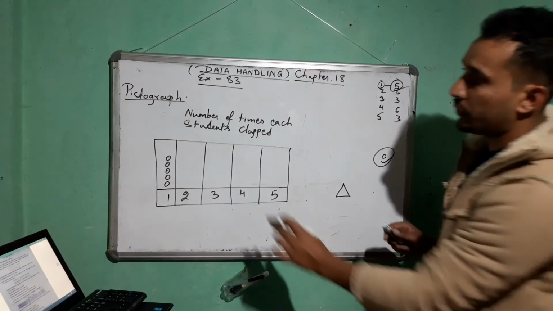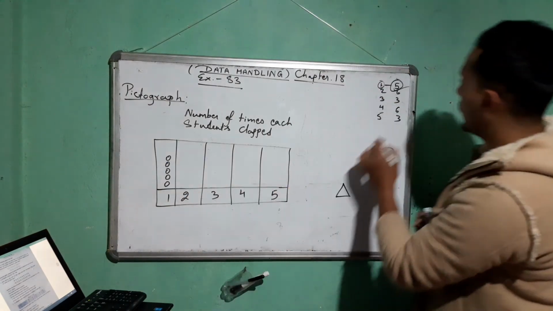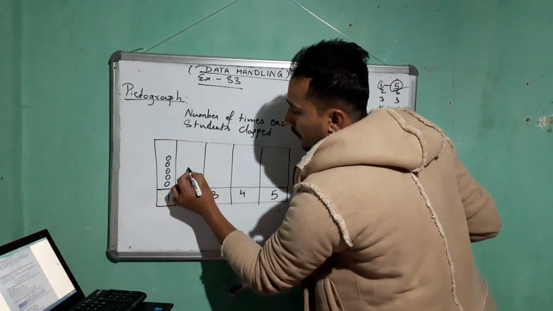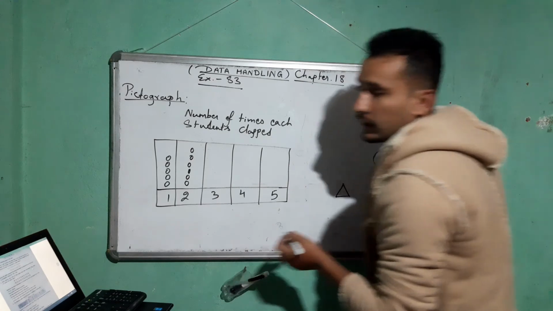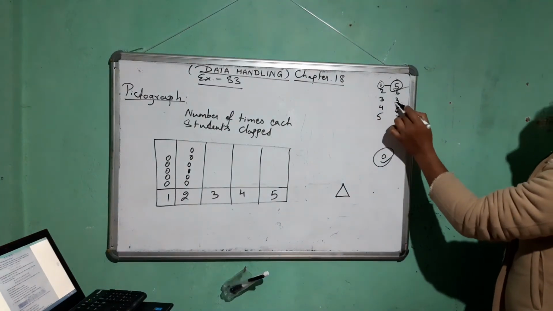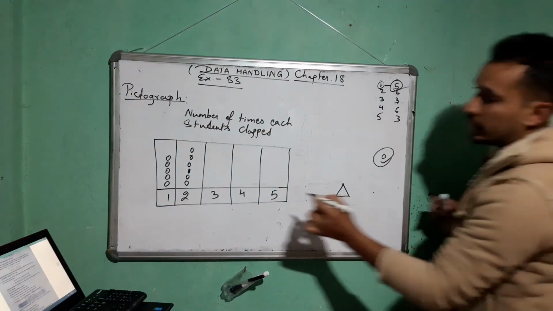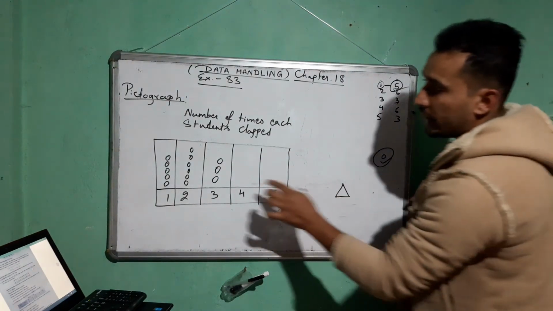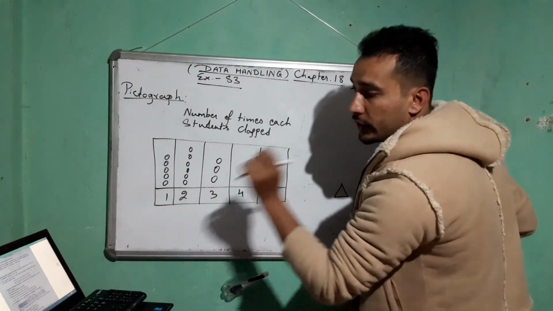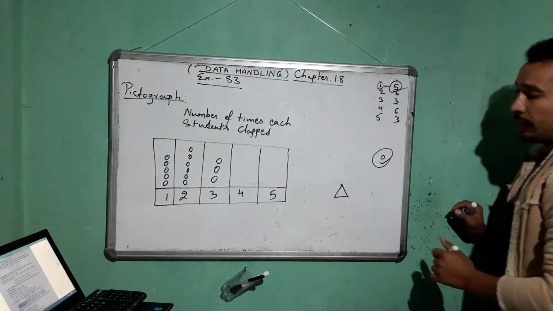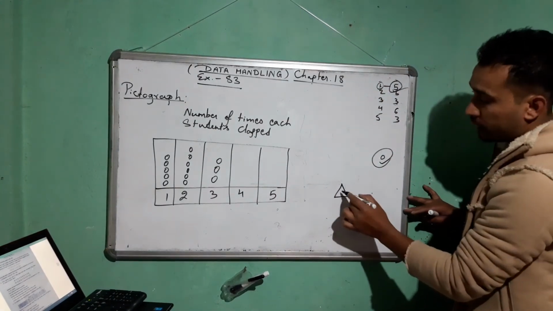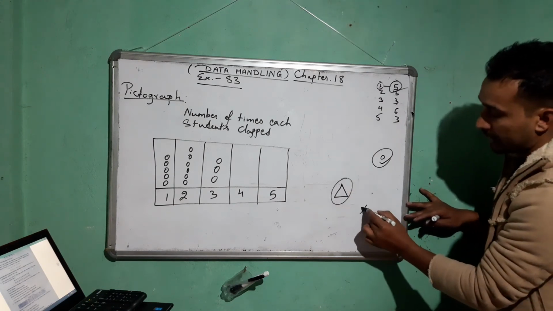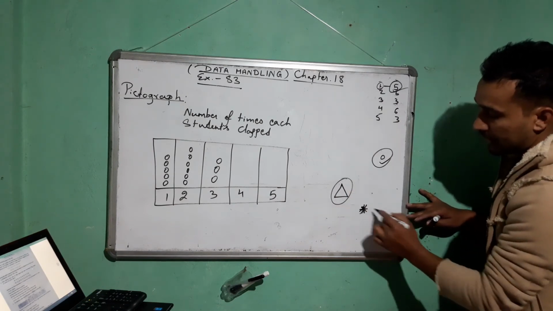Okay, so 5 circles. Next, 2 claps is made by 6 students, so make 6 circles. 1, 2, 3, 4, 5 and 6. Next, 3 claps is made by 3 students, so 1, 2, 3. The picture you have to give is this circle. It is already given in your question. Sometimes you will be asked to make a triangle, and sometimes a star for each data.